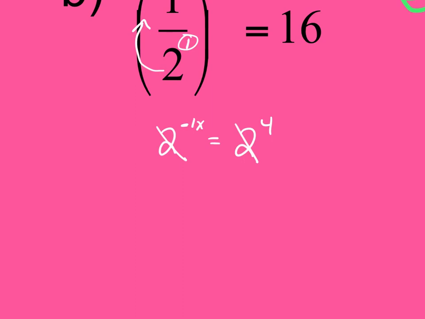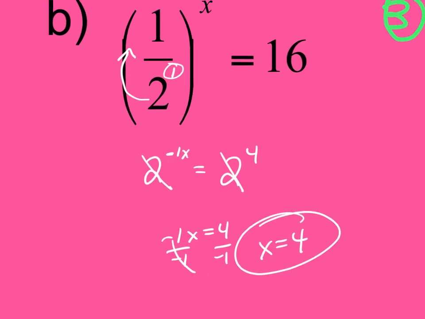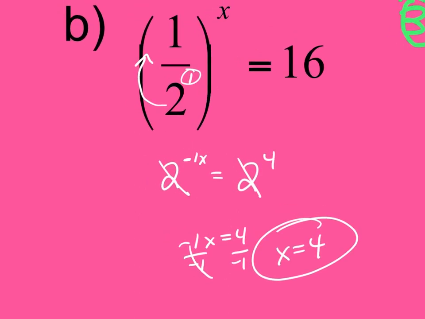Now I set my exponents equal to each other. Negative 1x equals 4. What do I do to both sides? Divide by negative 1. So x equals negative 4. Yes. Okay.